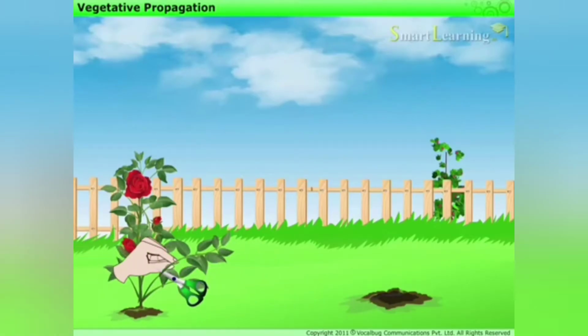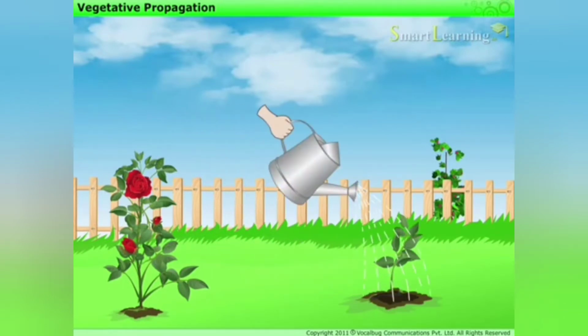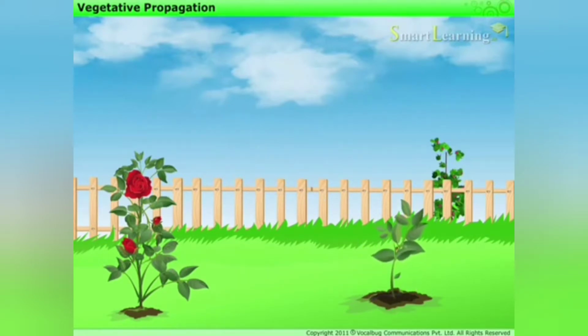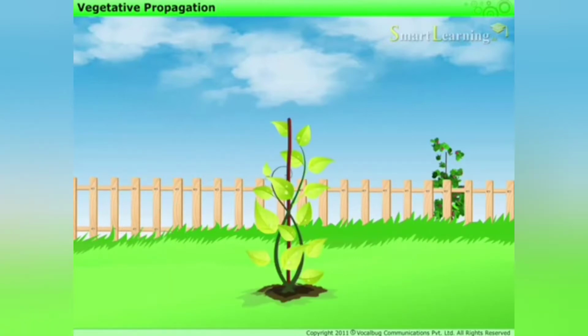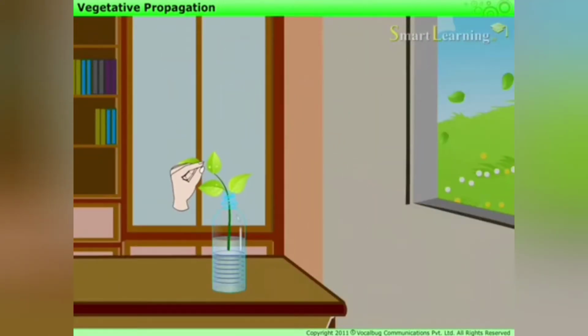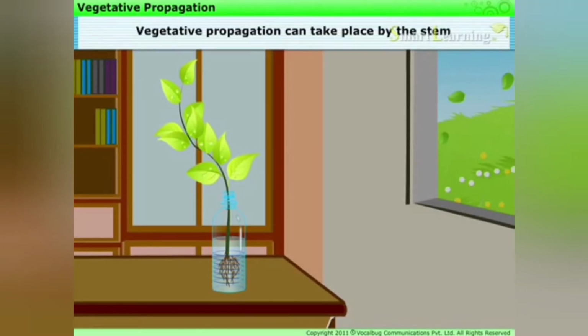Cut a stem of a rose plant and bury it in the soil. Water it regularly. After a few days, the stem develops into a new plant. Similarly, cut a stem of money plant and keep it in a transparent water bottle. After a few days, you will observe the growth of the root and the shoot. Thus, we conclude that vegetative propagation can take place by the stem.